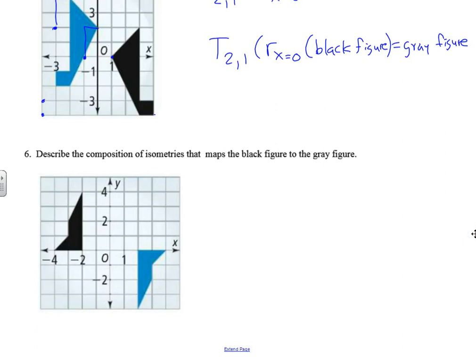Describe the composition of isometries that maps the black figure to the gray figure. Okay, again, in this particular diagram, it's a little tough to see, this is our axes here. Okay, so just to clarify that. Well, what do we have there? Boy, it's not facing the same way. Well, what if we reflected over this? What if we did a reflection over this line here first?